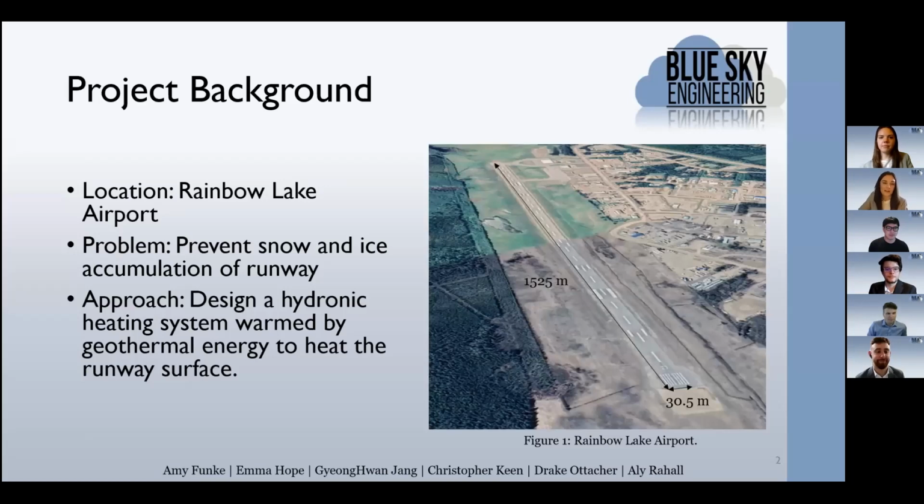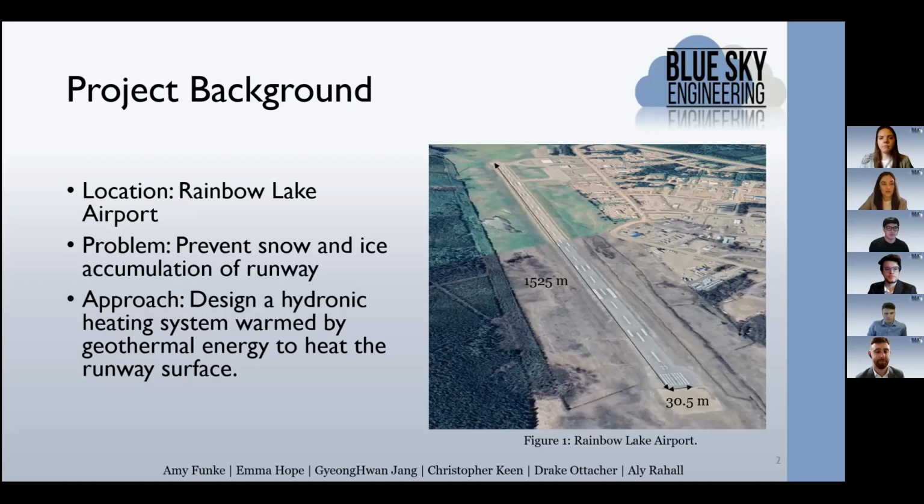First, we would like to provide you with some background information on this project. The Rainbow Lake Airport, which we are focused on, is located in northern Alberta. This airport is known to become less accessible during the winter months due to accumulation of snow and ice on the airport runway. To address this concern, Blue Sky Engineering was asked to design a heating system to maintain the 30-meter by 1.5-kilometer runway at a surface temperature of 4 degrees Celsius by utilizing geothermal heating sources in the area.